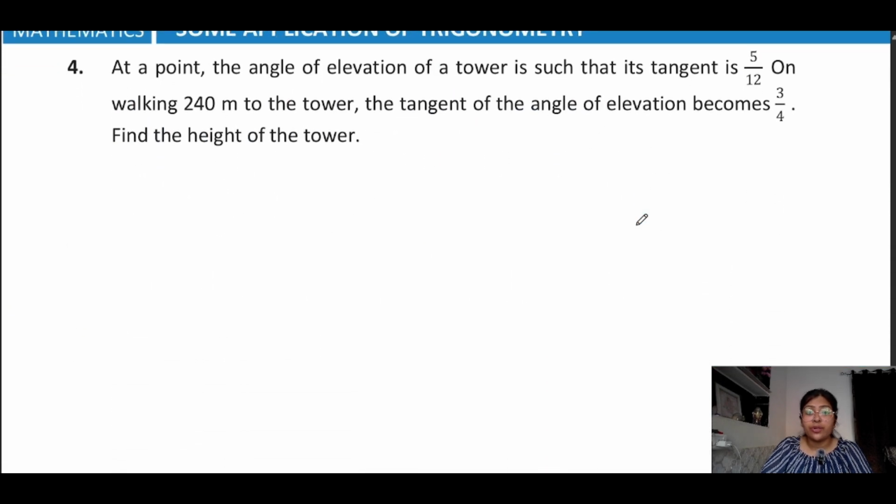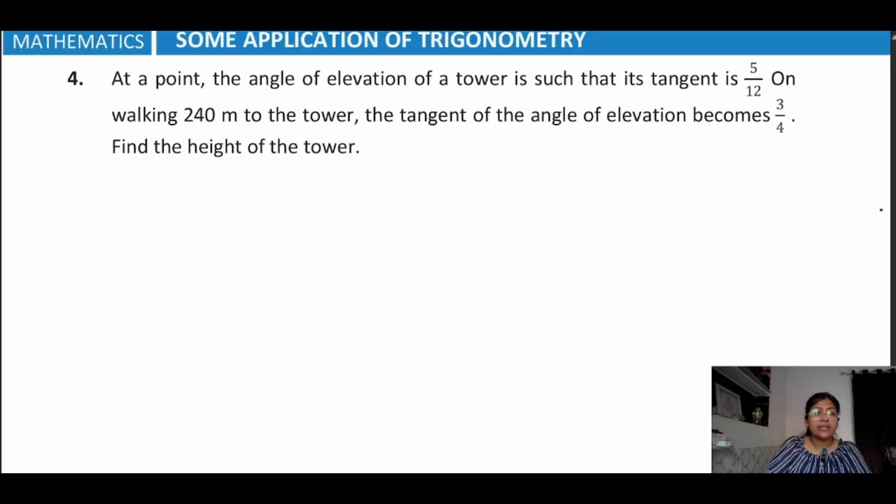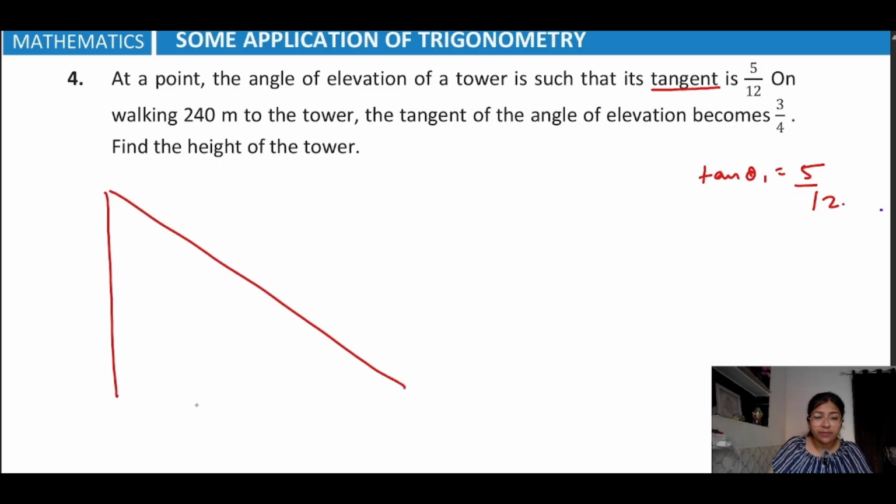Yes, this is a very important question and a very basic question. Try this. Let's see the question. A point, the angle of elevation of a tower is such that its tangent, tangent means tan theta. We have tan theta 1 as 5 by 12. Okay, let's make the figure. This is theta 1, and the angle of elevation is given as theta 1. Tangent means tan theta 1.